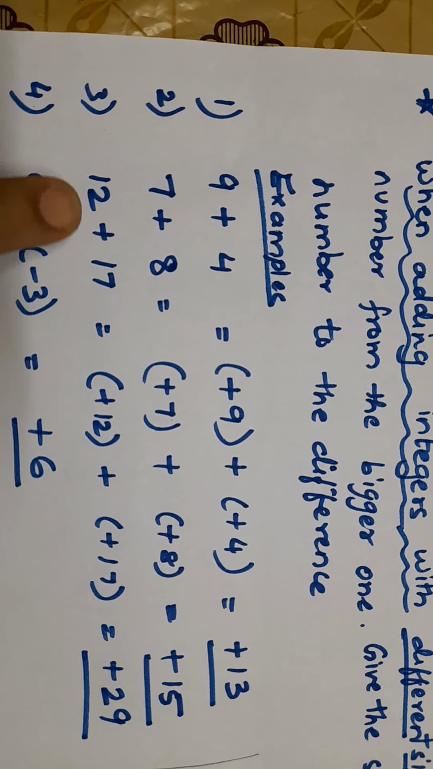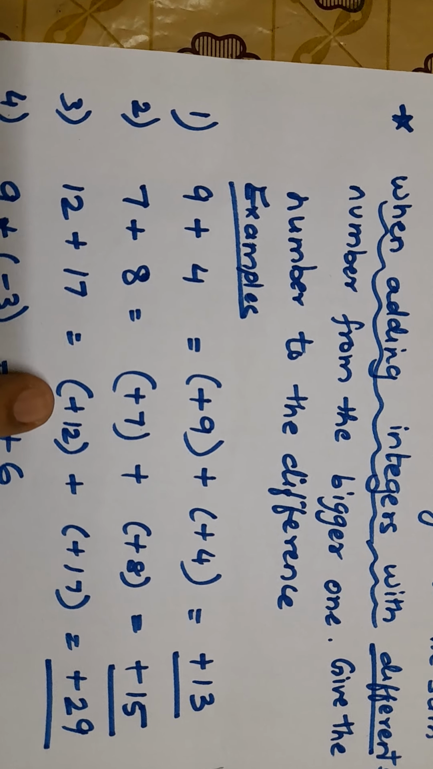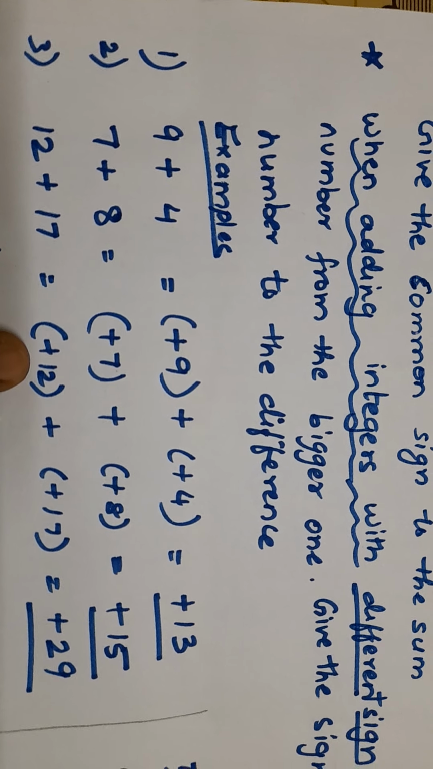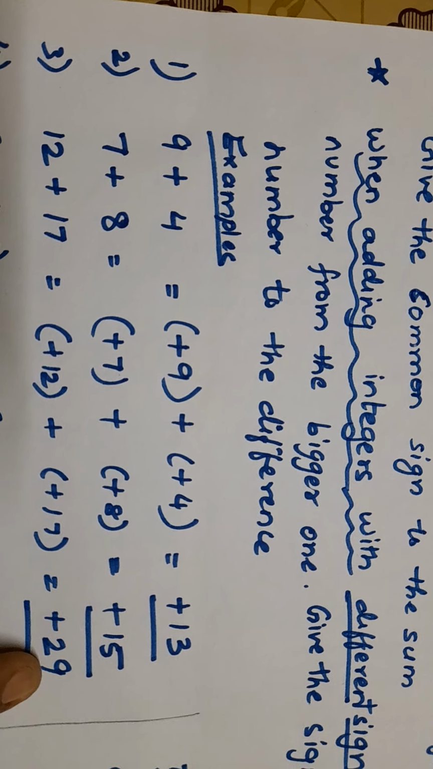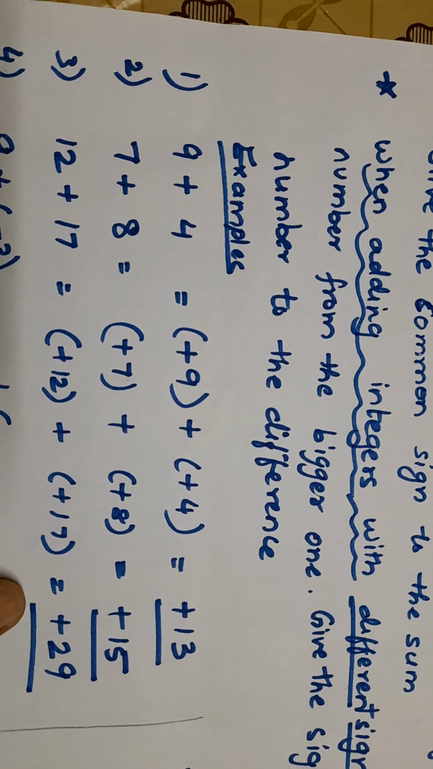Similarly, we have here 12 plus 17. 12 and 17 both are positive numbers. So we will add plus 12 plus 17. Now you will add 12 plus 17 will give you 29, and the common sign to these two numbers is plus. So the final answer will be plus 29.